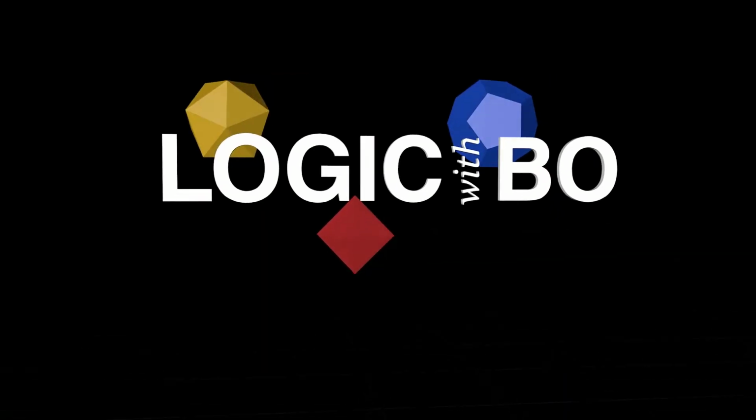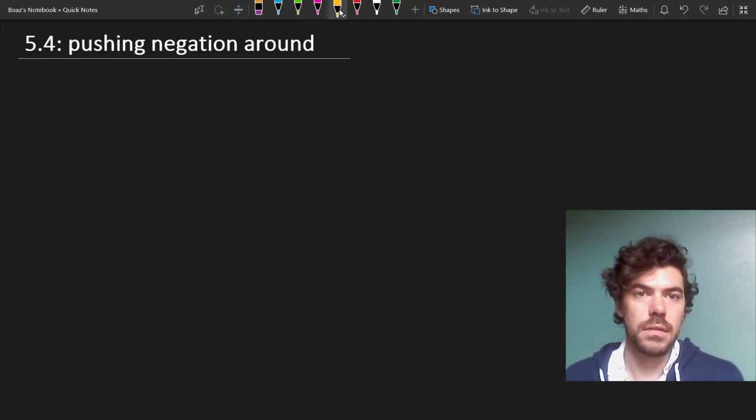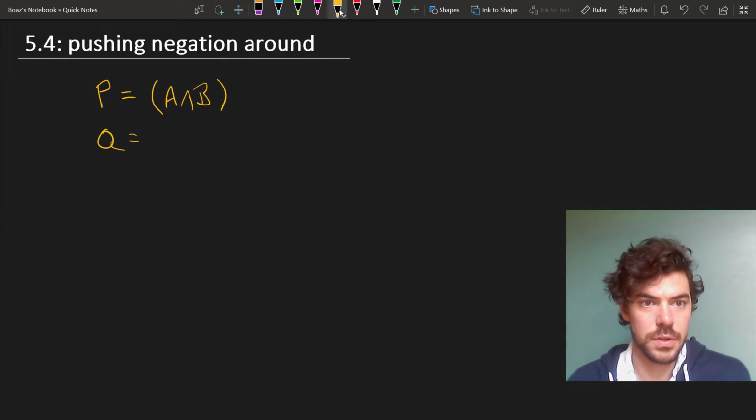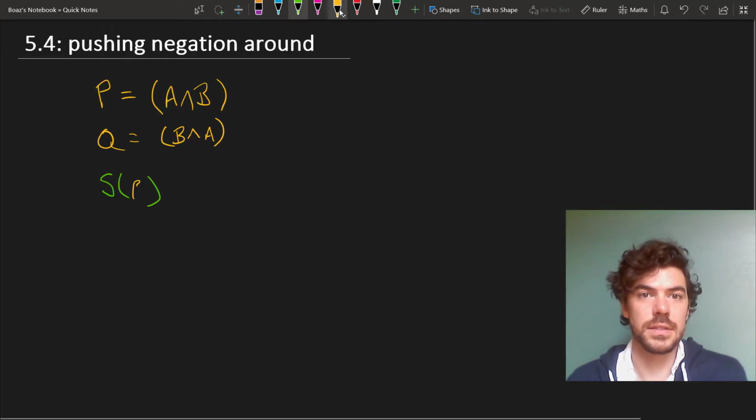We're going to take a minute to look specifically at negation and how negation signs can be pushed around. Well, we've been talking about equivalences a lot, and now it's time to talk about substitution. So suppose we have two sentences, P, which equals A and B, and Q, which equals B and A. These two are equivalent for reasons we'll discuss in just a minute. Now suppose that we have a substitution S for P and a substitution S for Q. Well, these will also be equivalent.